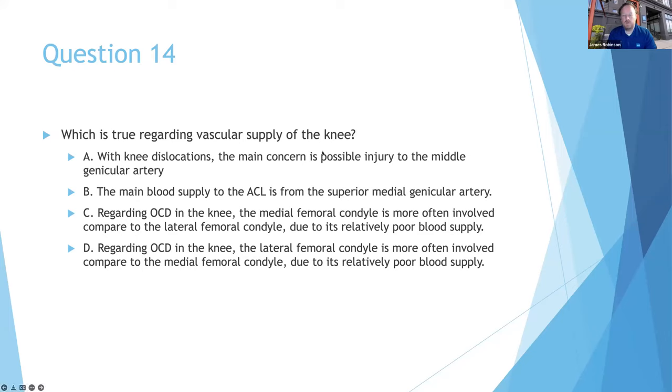This is one of the things I wanted to see. So the vast majority of people either chose C or D. When you're taking a test and you have two opposing answers that are the exact opposite, more than likely one of them is true. So you could pretty much disregard A and B and choose between C or D. And the correct answer is C. The medial femoral condyle is more often involved due to its relatively poor blood supply.